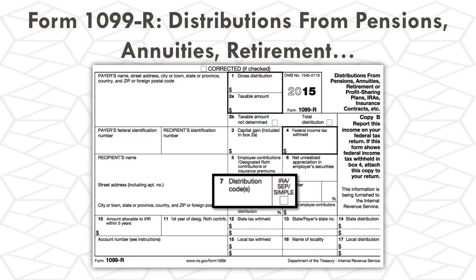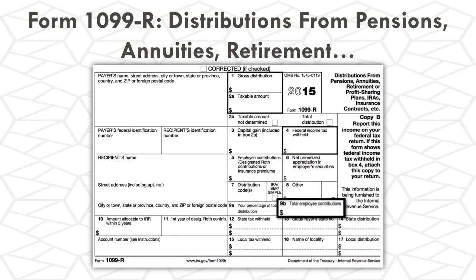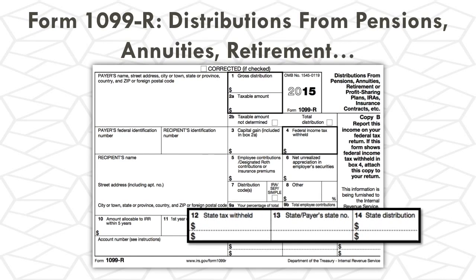The second box there, IRA/SEP/SIMPLE, if this box is checked, the distribution is going to be from either a traditional IRA, an SEP, or a SIMPLE account. Now, depending on what type of plan the distribution is from, there might be an amount shown for total employee contributions, showing the employee's total investment in the plan. This is going to be used in helping us calculate the taxable portion if box 2A is blank, in Part 2 that we'll talk about later. Boxes 12 through 14 are going to show state income tax if there was any withheld from the distribution. And these boxes may show the amount subject to state tax and also how much was withheld.